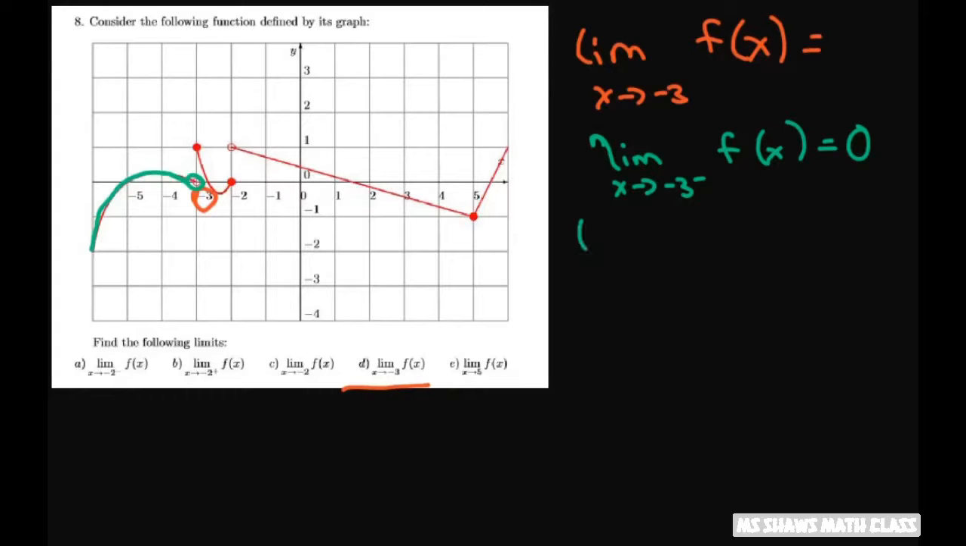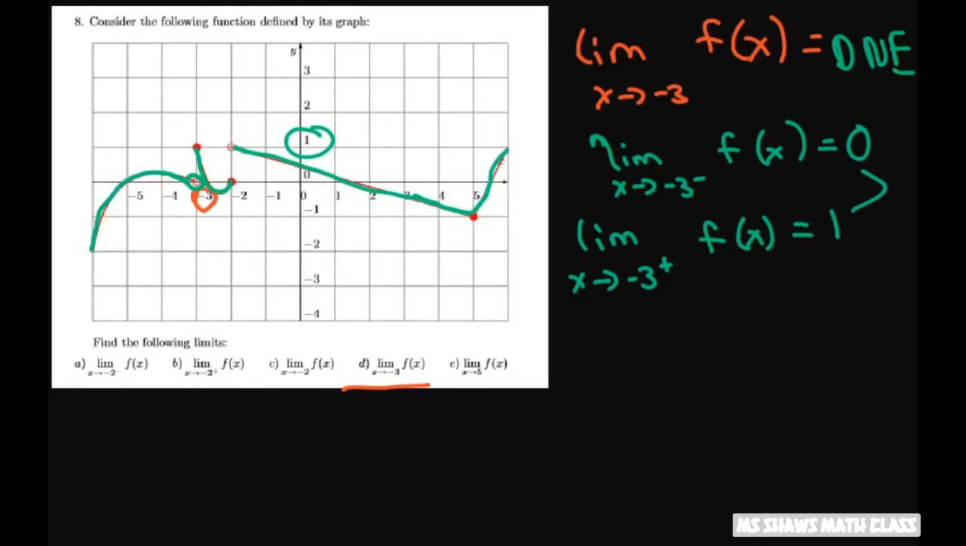If you come from the right, to, what are we going to? -3. Go up here, you make a jump, come back up here, you're at 1. Since these two numbers don't equal, that means the limit does not exist. And let's go ahead and find out what is f of -3. Well, in this case, f of -3 is going to be 1, because that's the closed interval.